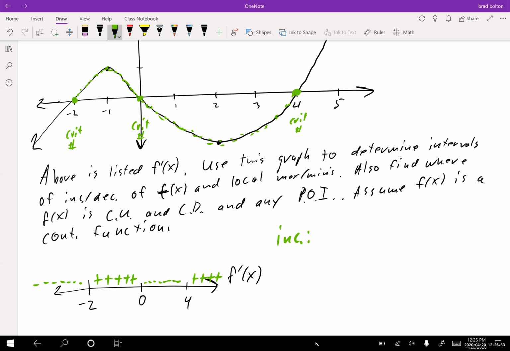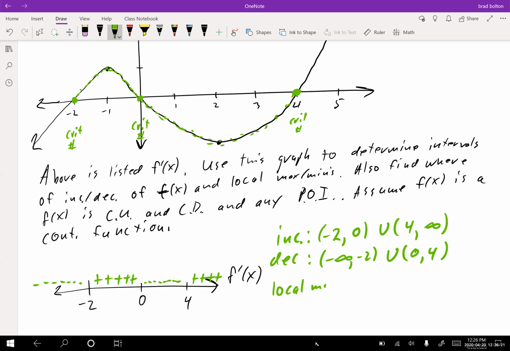Okay, so we now can determine increasing intervals are going to be from -2 to 0, union 4 to infinity. And we know this because that's where our first derivative is positive. We know decreasing intervals are from -infinity to -2, union 0 to 4, because that's where our first derivative is negative. Now, anywhere that we change from increasing to decreasing or from decreasing to increasing, we have local mins and maxes.